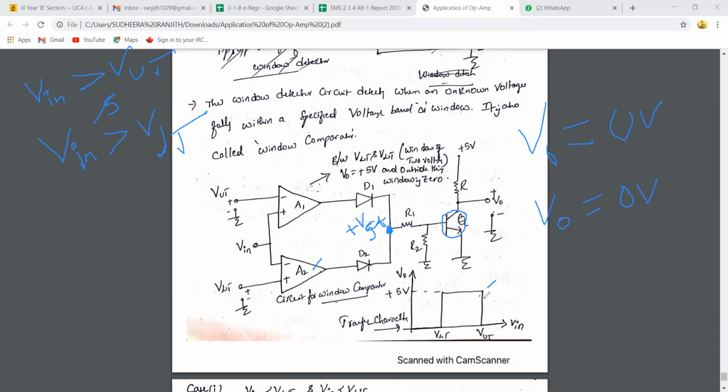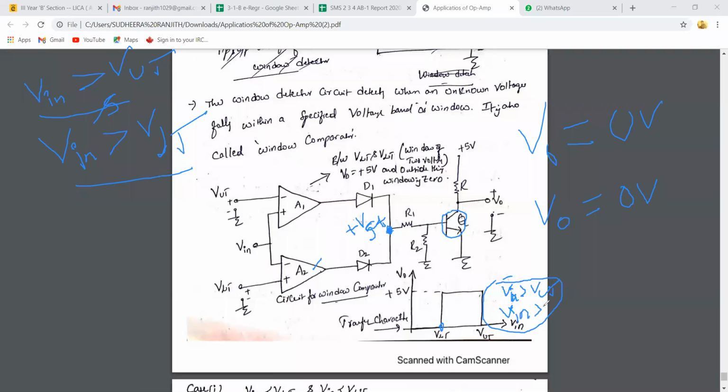So if you observe, this is the region where Vin is greater than VUT. This is the region. Vin is greater than VUT. Right? Similarly, at the same time, Vin is greater than VLT. This is the VLT level, right? So here obviously this region is greater than VLT, right?